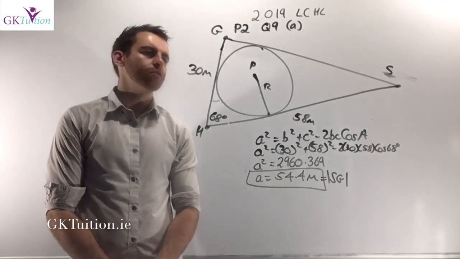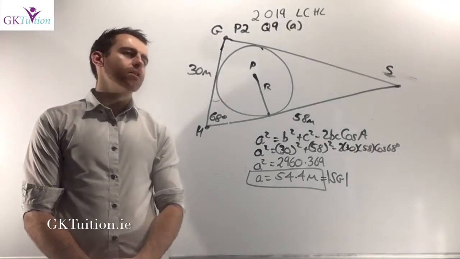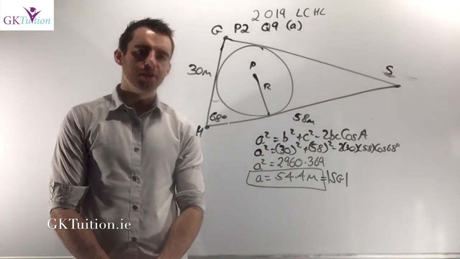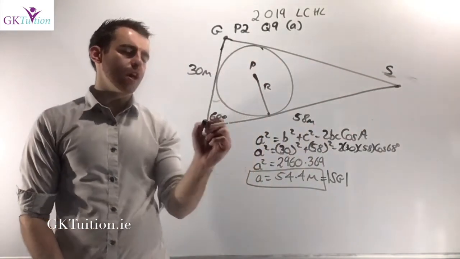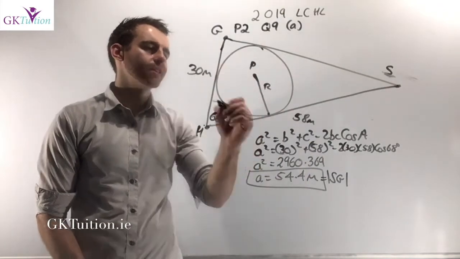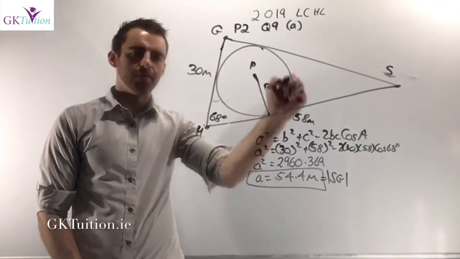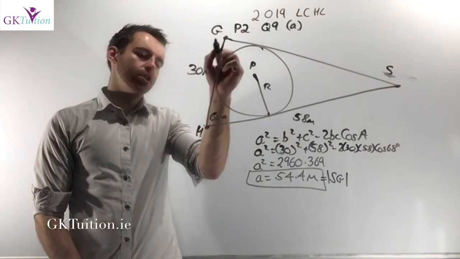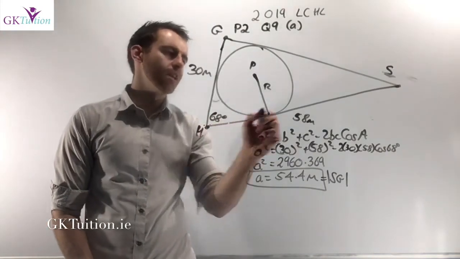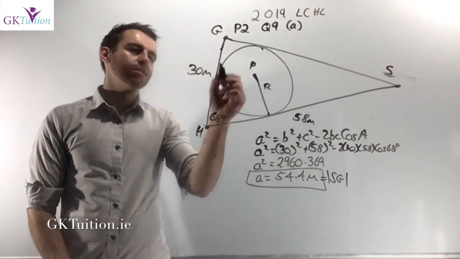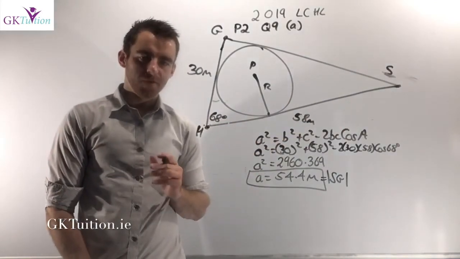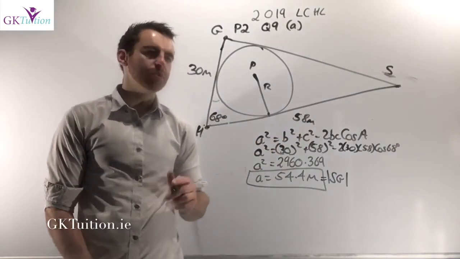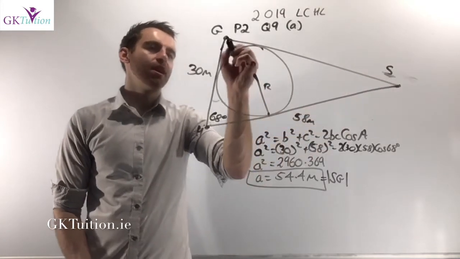Now the question that I've chosen to go through here is 2019 paper 2 question 9. In this question we're given the triangle SGH, and within the triangle is a helipad in the shape of a circle. We're told that GH is 30, that HS is 58, and that the angle GHS is 68. The first part of this question asks me to find the distance SH.